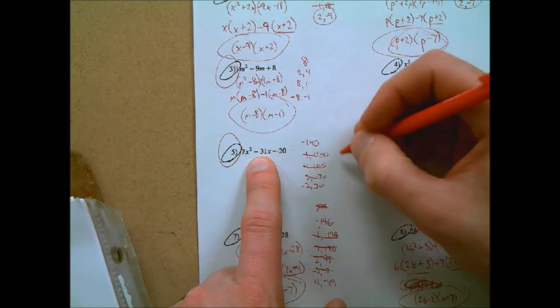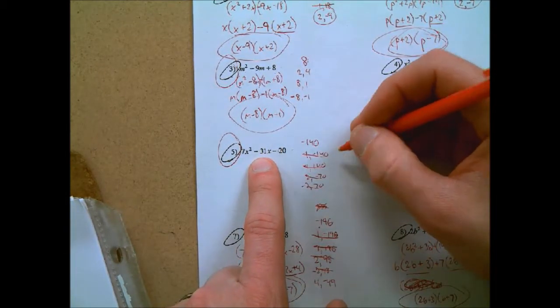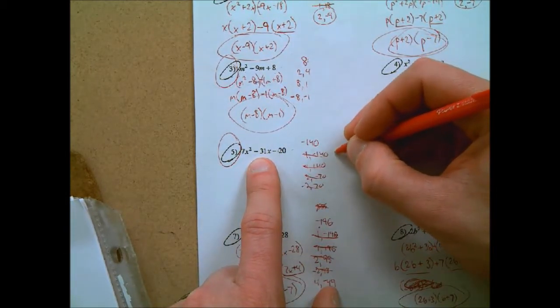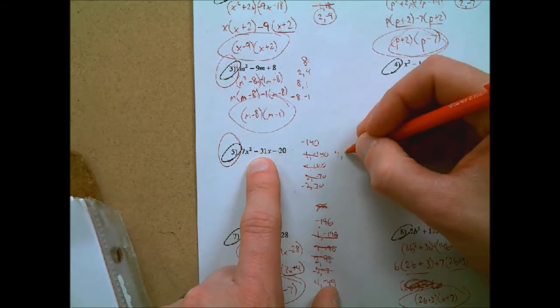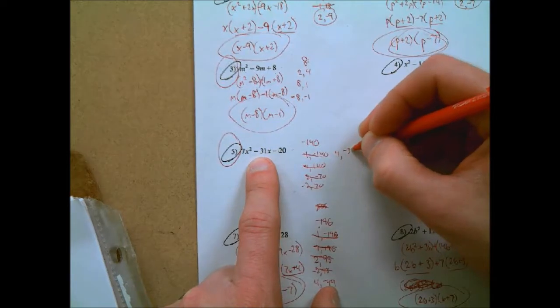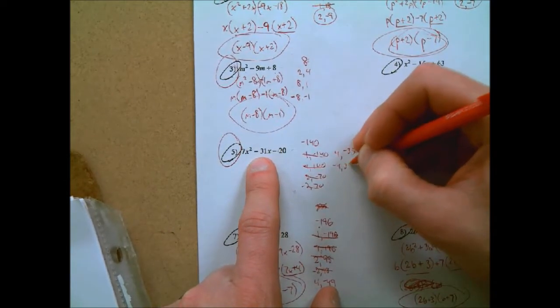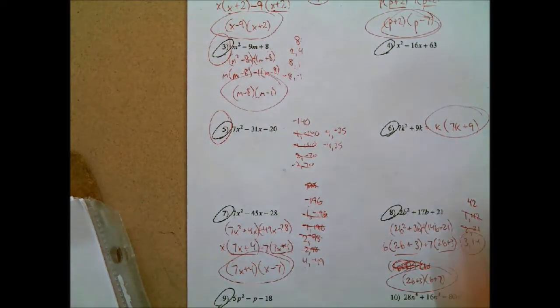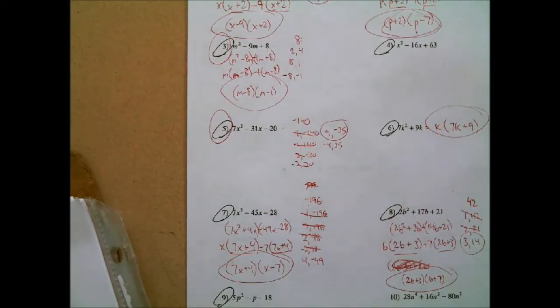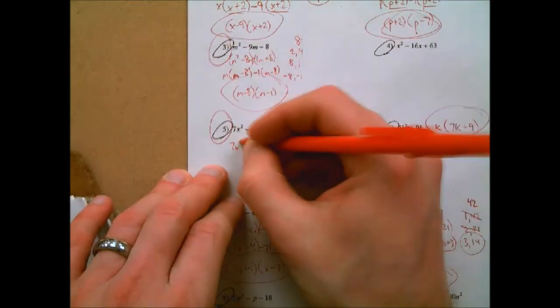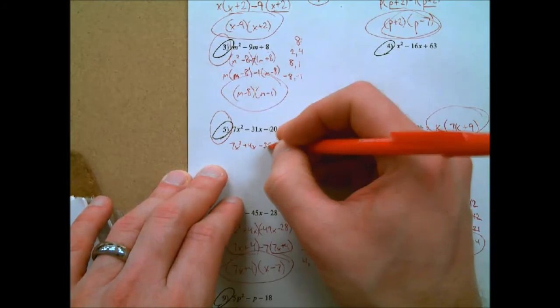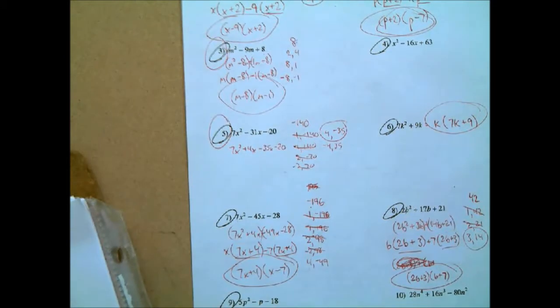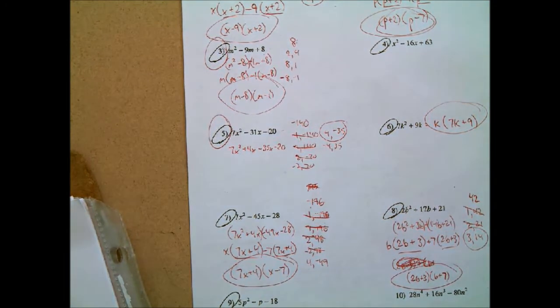All right, let's see. Does 3 work? 3 is not going to work. Let's try 4. 4 and negative 35, or negative 4 and positive 35 could work too. Do either of those add to negative 31? Yes, this one does. Okay, so 7x squared plus 4x minus 35x minus 20. Okay, group.